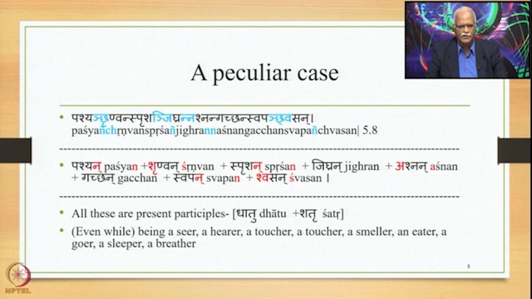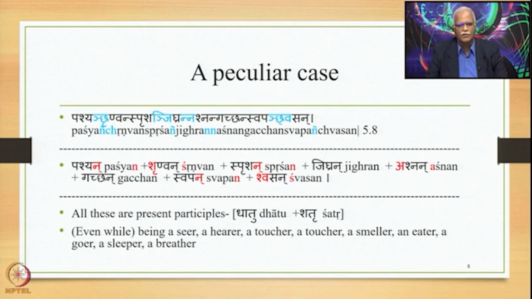When they are woven together, the string becomes one indivisible unit. All these words, they are the present participles. Notably, dhatu plus shatru, the suffix stated in Paninian grammar. And so all these words are the nominative singulars of these shatranta pratipadikas. Pashyat, Shrunvat, Sprashat, Jigrat, Ashnat, Gachat, Swapat and Shvasat. These are the pratipadikas and the forms that you see, they are the 1/1 masculine forms.